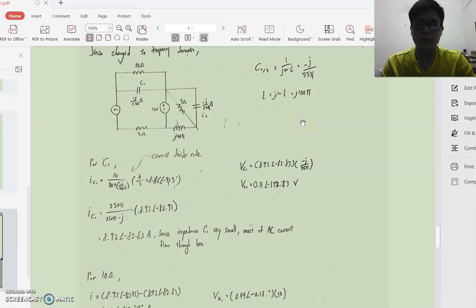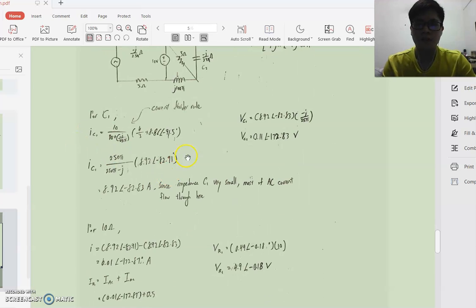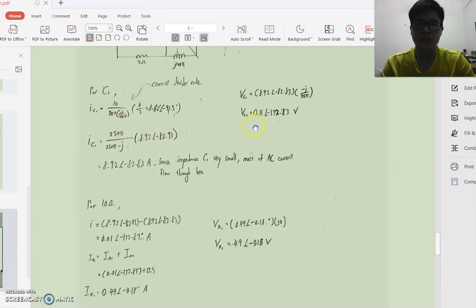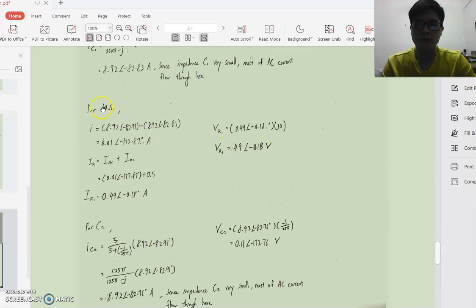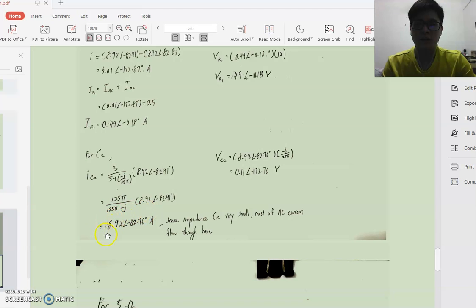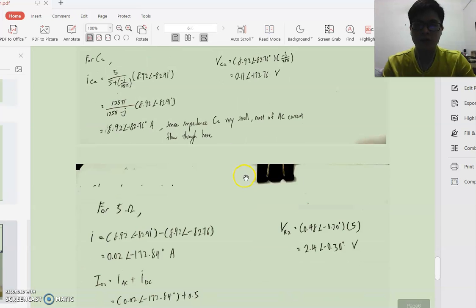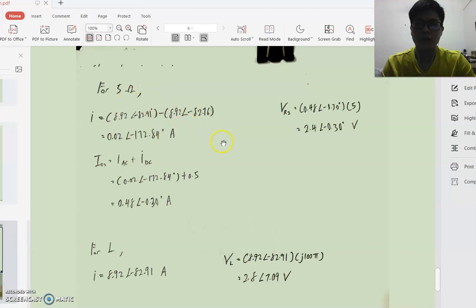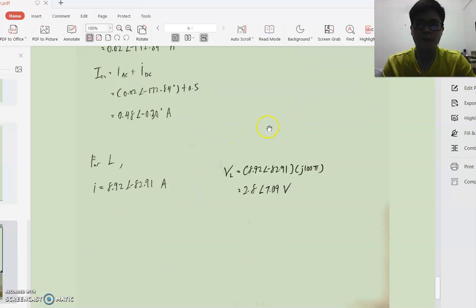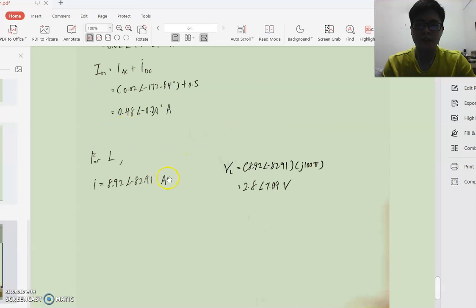So next we will find out the current and the voltage for each inductor, capacitor, and resistor. So for C1, this is the current and the voltage across C1. For the 10 ohm resistor, this is the value for current and the voltage. For C2, this is the value for current and voltage. For the 5 ohm resistor, this is the value, and for the last inductor, this is the value for the voltage and current across the inductor.